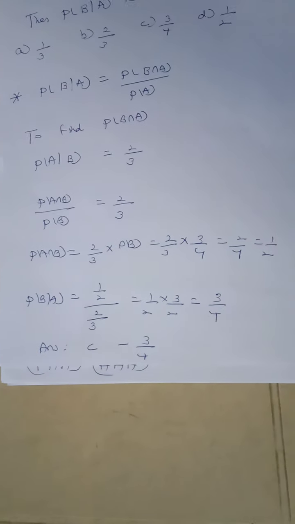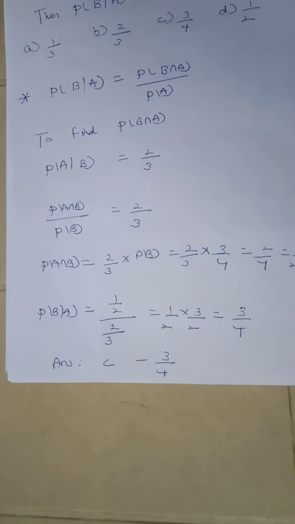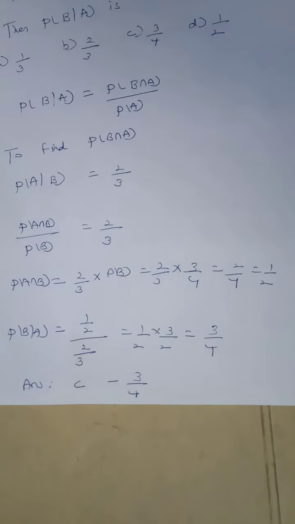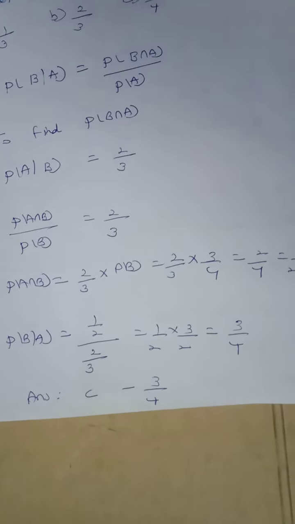A. What is probability of A? 2 by 3. So probability of B given A is equal to 3 by 4. So the correct answer is option C, 3 by 4. Let us move to the next question.